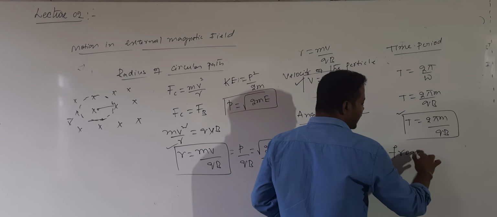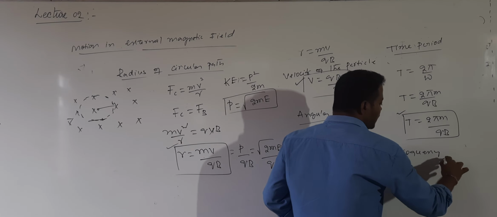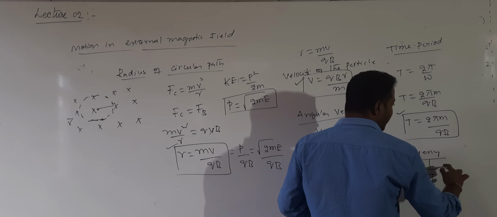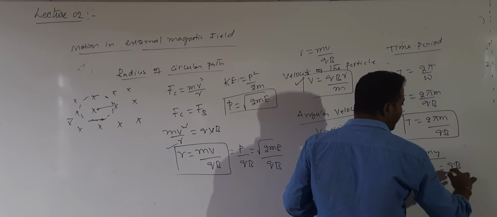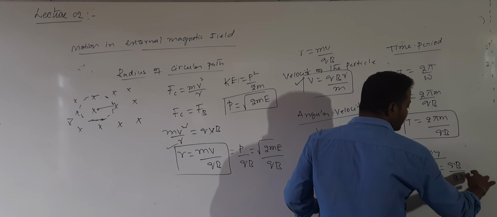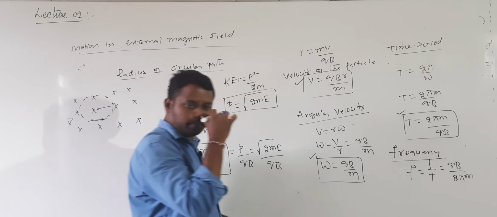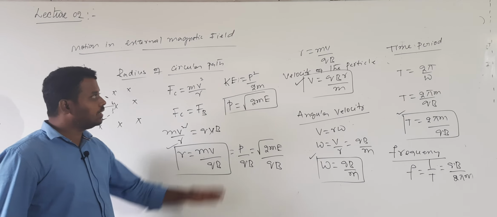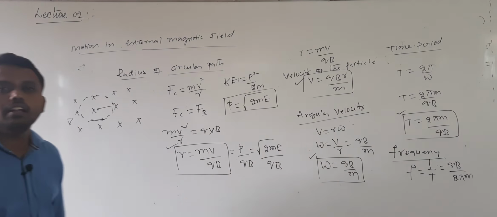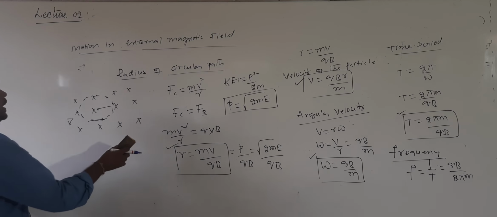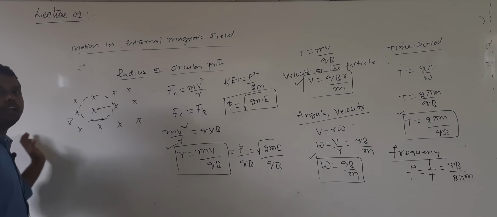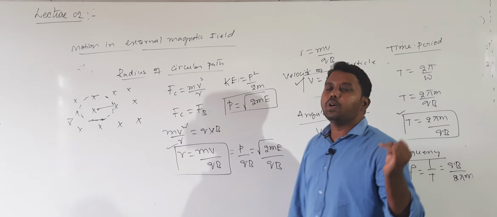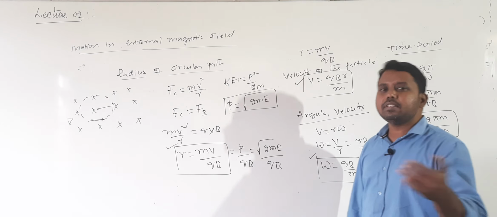Even I can also write the expression for frequency, the number of rotations completed in 1 second. F is equal to 1 by T, which is q into B by 2 pi m. This is the expression for frequency, the number of rotations completed in 1 second. That is when the particle enters in a direction perpendicular to the magnetic field. Till now we discussed 3 cases. When theta is 0, the particle path will be a straight line.